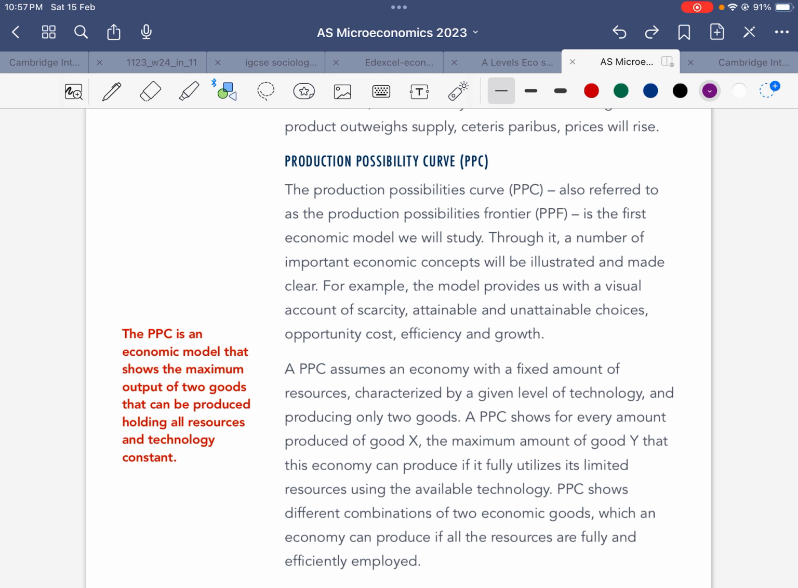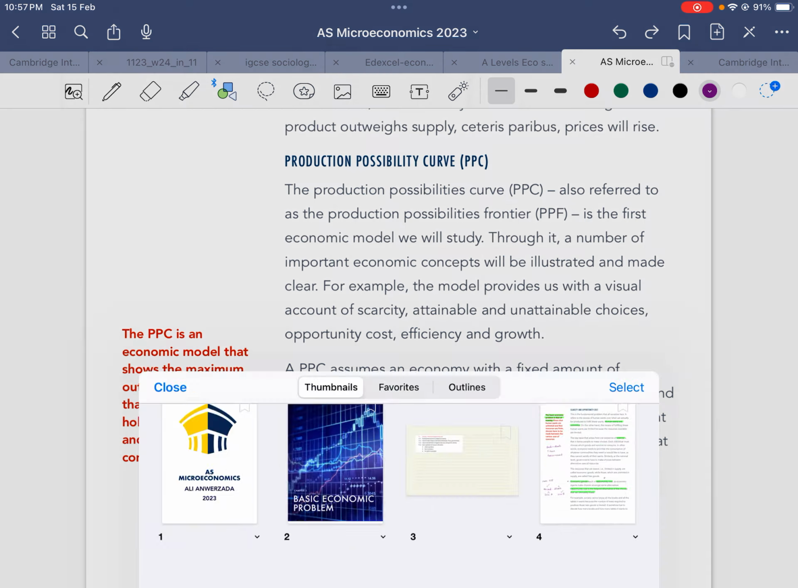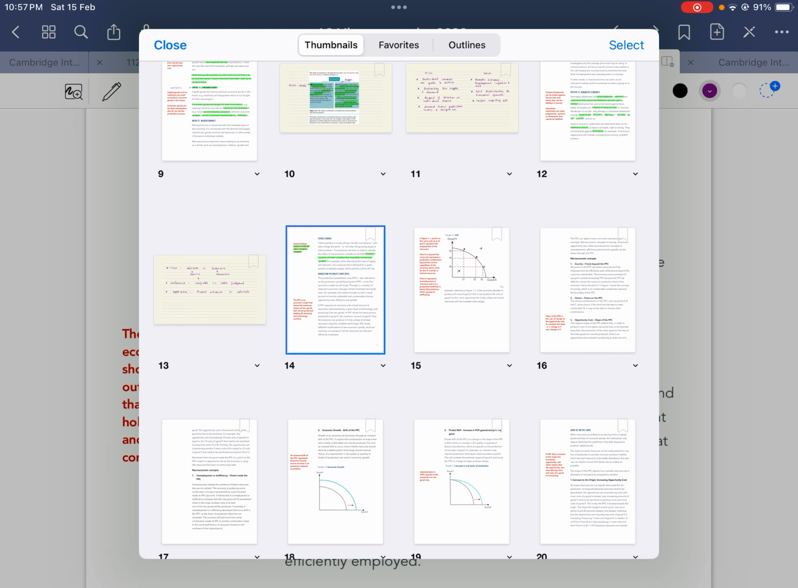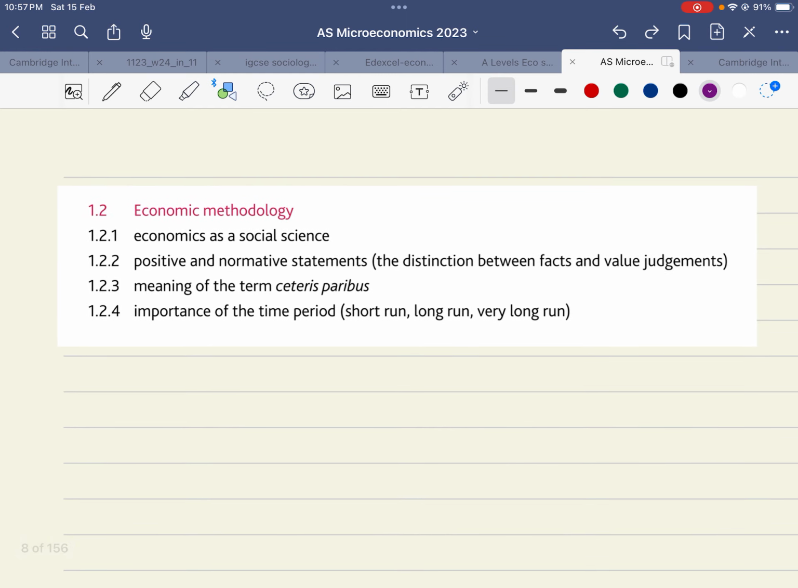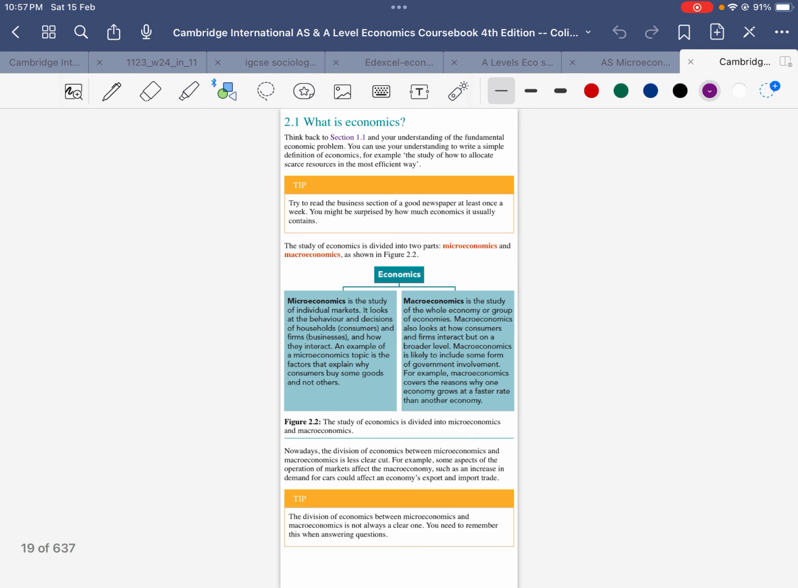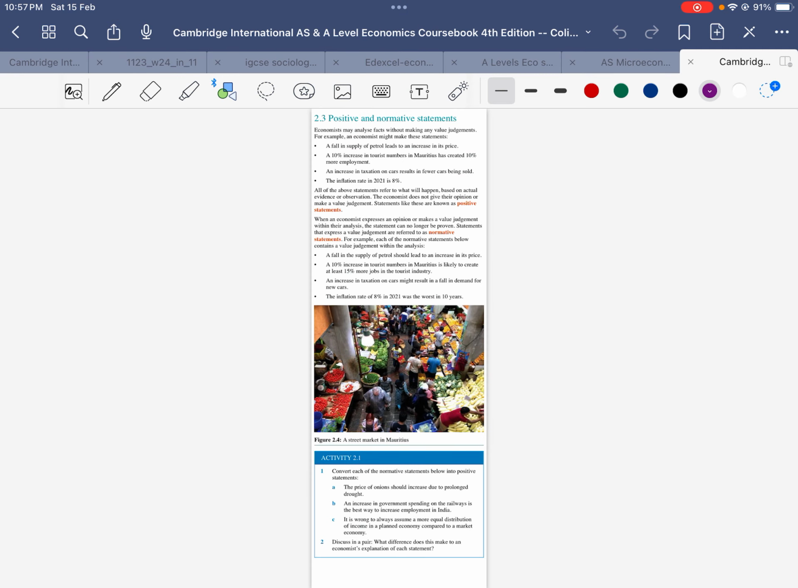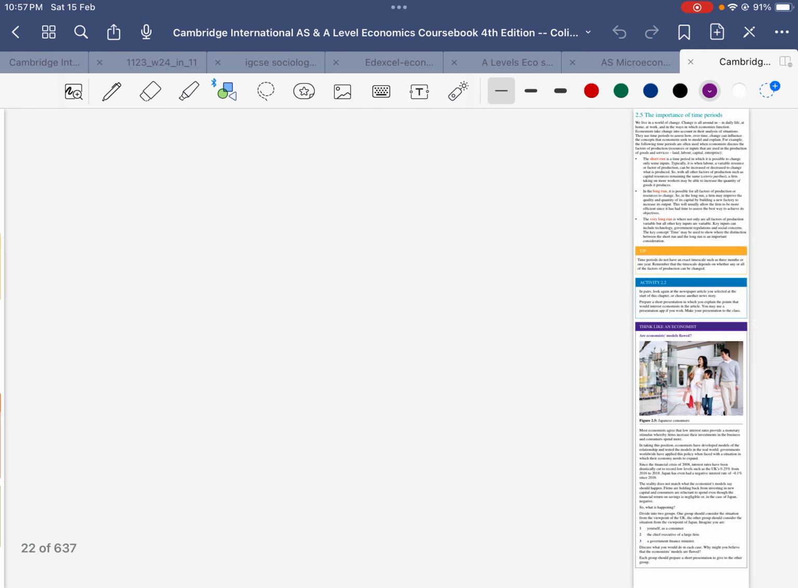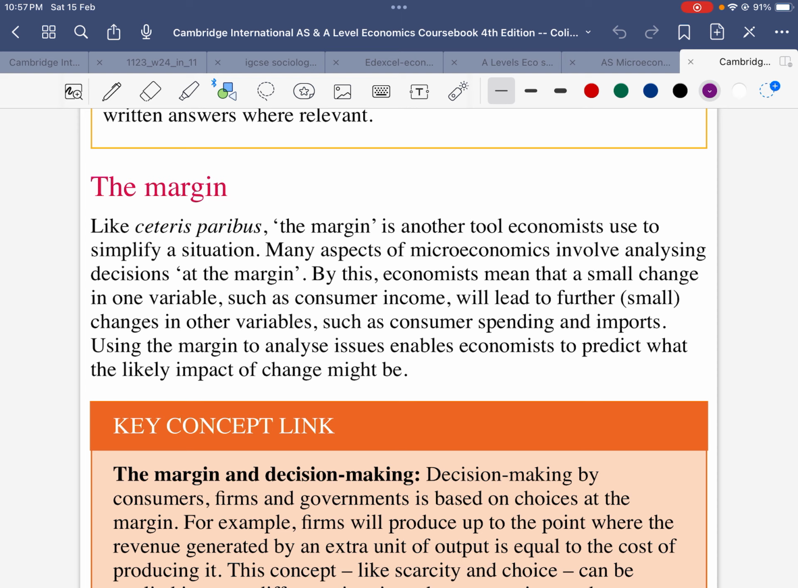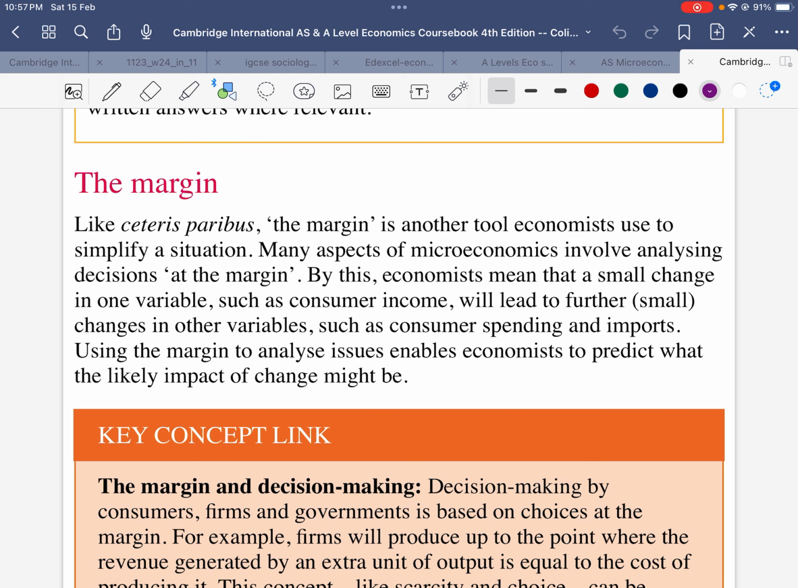All right, now let's go back and see how many topics we have covered so far and how many we need to cover. All right, importance of time period: long run, short run, and very long run. All right, the concept of margin. What is the concept of margin? Margin or marginal refers to when we are talking about increase of 1 unit, right?